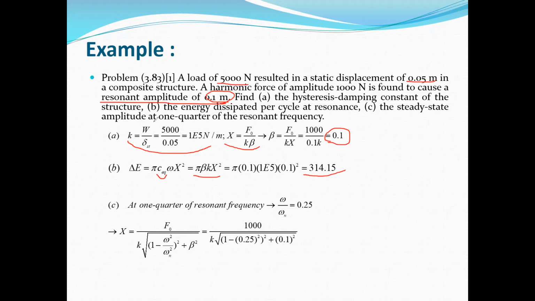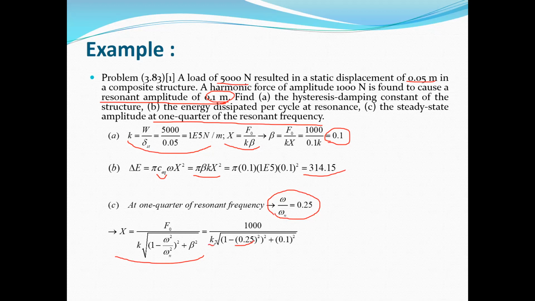And finally, in part C, we need to obtain the steady state amplitude at 1/4 of the resonant frequency. The frequency ratio can be obtained from this: an amplitude at 1/4 of the resonant frequency means that omega to omega n is equal to 0.25. So this is the frequency ratio. Now we can substitute into the equation for the amplitude, with omega to omega n equal to 0.25.